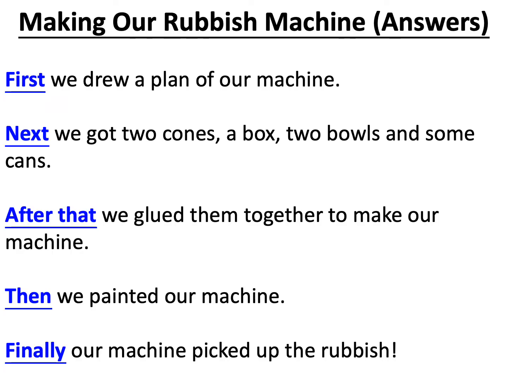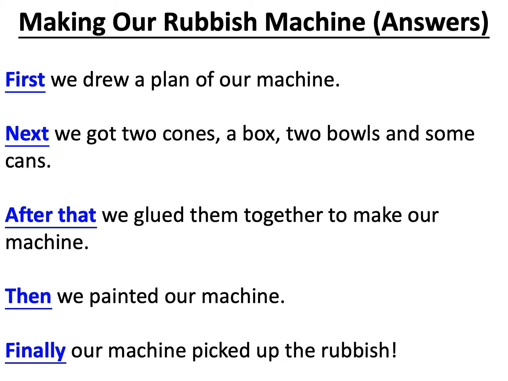So here are the answers. Making our rubbish machine. This is the title. It's in bold and capital letters for each of the first letters of the word. And it's underlined as well. First, that's the first sentence. So we use the connective first. First, we drew a plan of our machine.